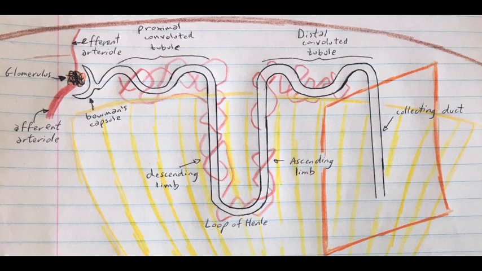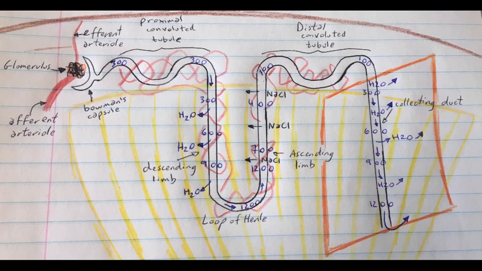The descending loop is also permeable to salt, which means that salt gradually moves into the loop of Henle. However, the ascending loop is impermeable to water, which means that water can't move in. Thus, the salt is transported out of the loop of Henle into the medulla. This occurs due to the concentration of salt in the medulla, which is higher and thus draws out the salt because of the concentration gradient.